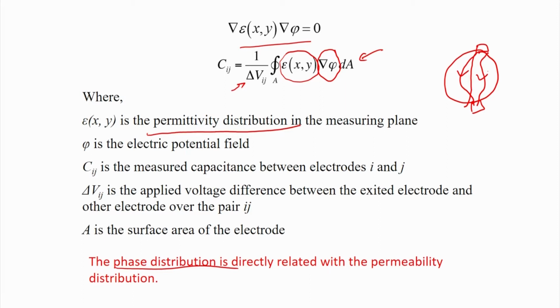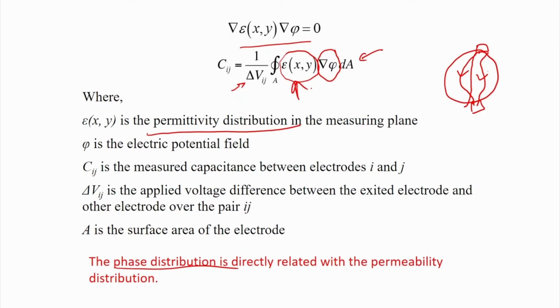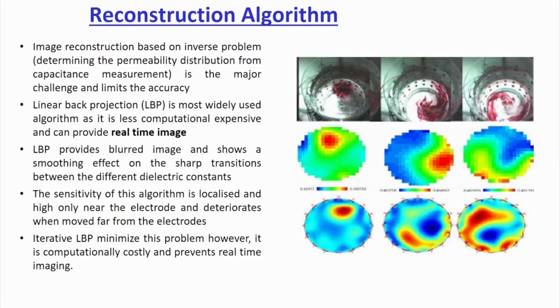So, in this way you can calculate the Cij, what is the distribution of this, and the Cij value you have already measured. So, you can find out what is the epsilon xy, and this epsilon xy is nothing but the volume fraction distribution. So, in this way you can calculate how the volume fraction will be measured in the case of electrical capacitance tomography. Okay.